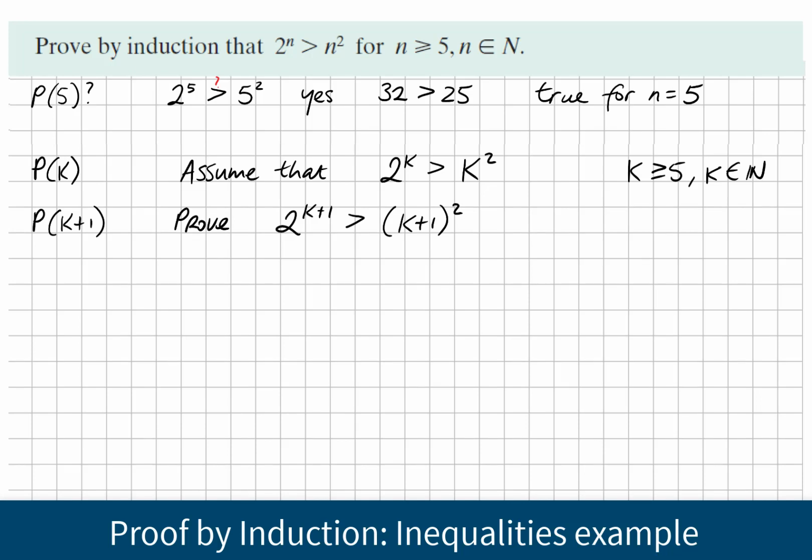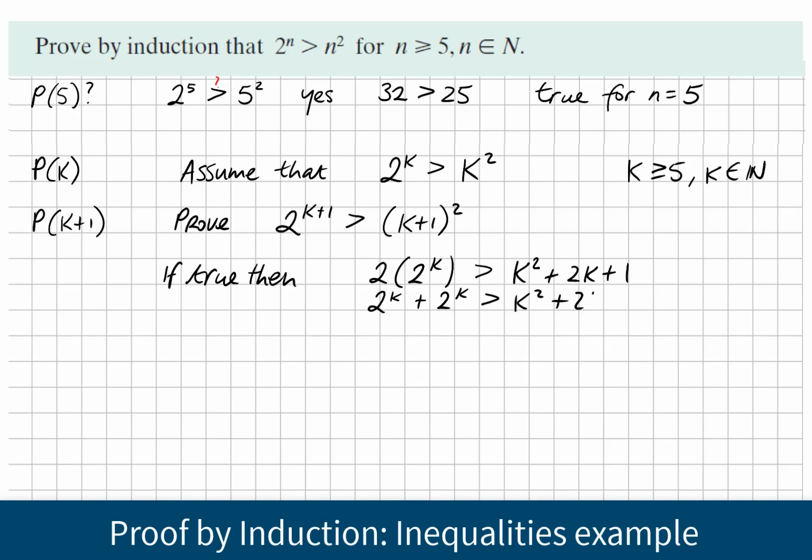Okay, so let's evaluate this. The important thing to know is 2 to the power of k plus 1 is 2 times 2 to the power of k. So it's true if 2 times 2 to the power of k is greater than, and we'll expand the left hand side, we get k squared, square the first thing, multiply the two elements and double it, square the second thing. That's k squared plus 2k plus 1. Now two groups of 2 to the power of k is 2 to the power of k plus 2 to the power of k.